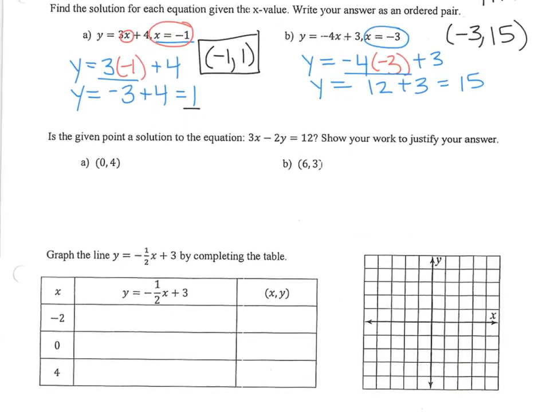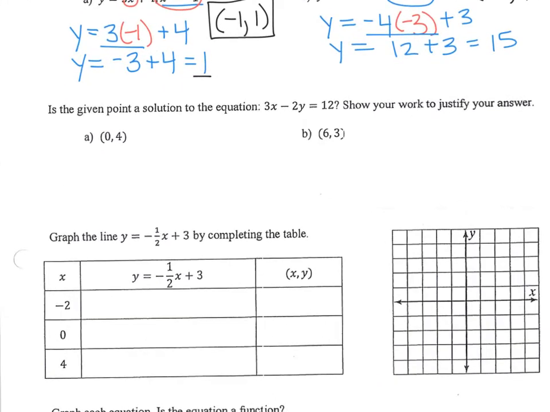Okay, next part is the given point a solution to the equation 3x minus 2y equals 12? Show your work to justify your answer. So if this is the solution, this is x, this is y, it means I plug it in up here and it's true. So let's plug in x and y up here and see if it's true.